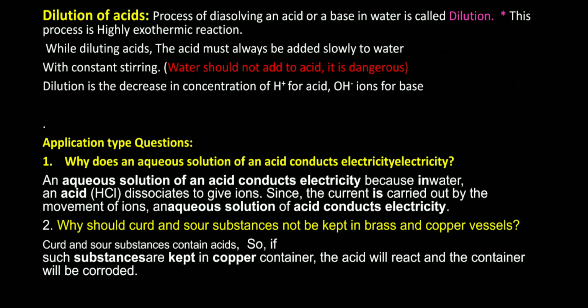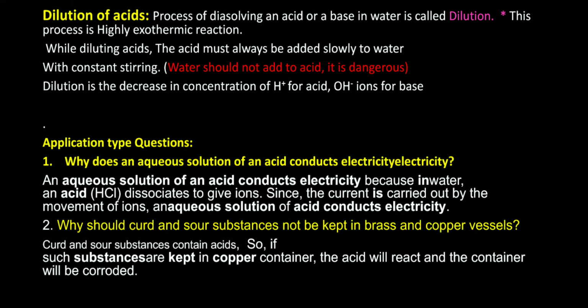Dilution of acids. What is the dilution of acids? I already told you. The process of dissolving an acid or a base in water is called dilution. This process is a highly exothermic reaction. You are familiar with the keyword exothermic reaction. Exothermic means liberation of heat to the surroundings. Then dilution of acids, you know the definitions.